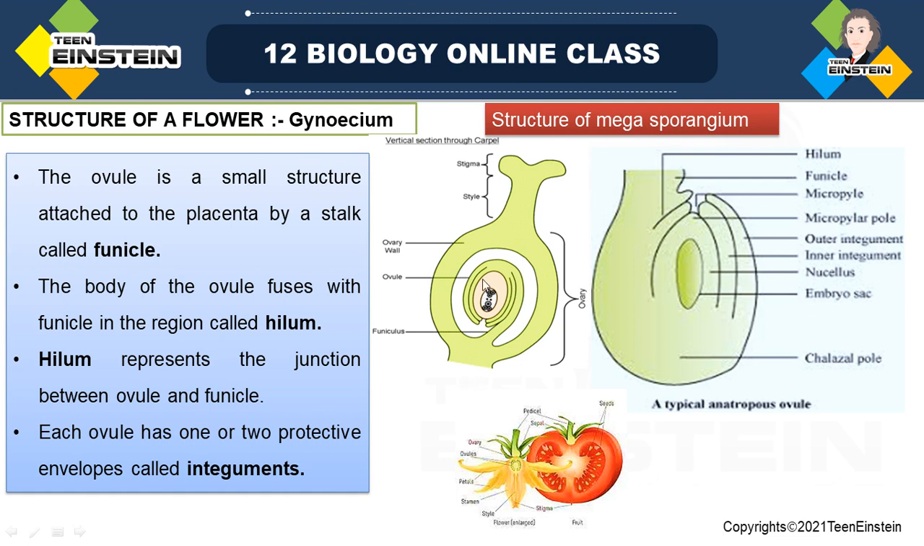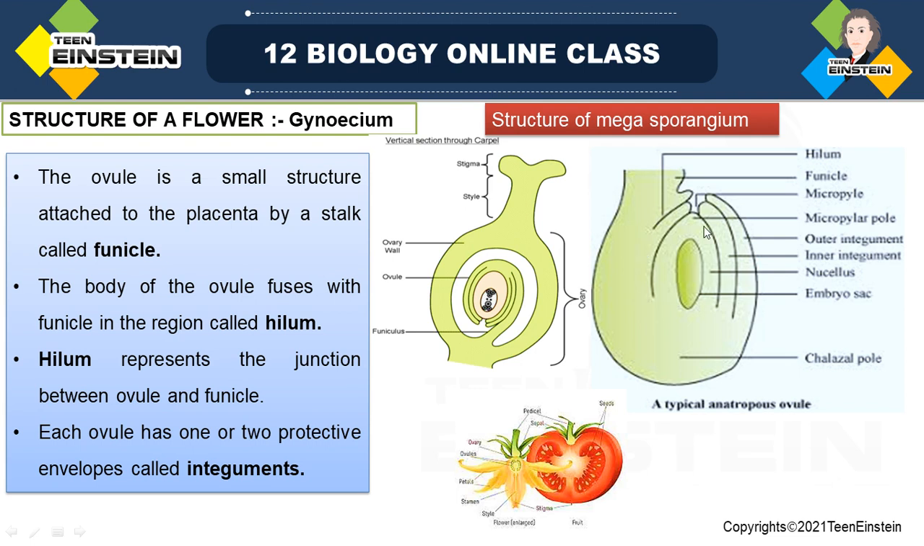Here you can see an exactly upside-down structure. This is another type of ovule. This is a vertical section through a carpel, and this is the anatropous ovule, another type of ovule which is common in angiosperms. So we are going to learn the structure of an anatropous ovule.